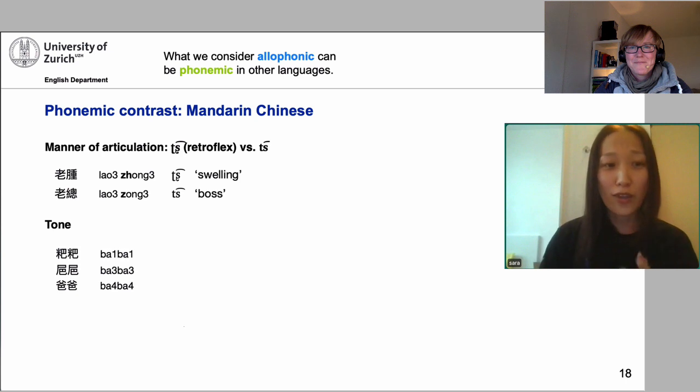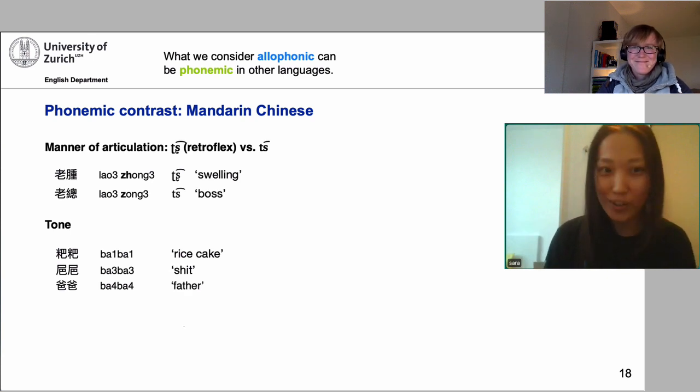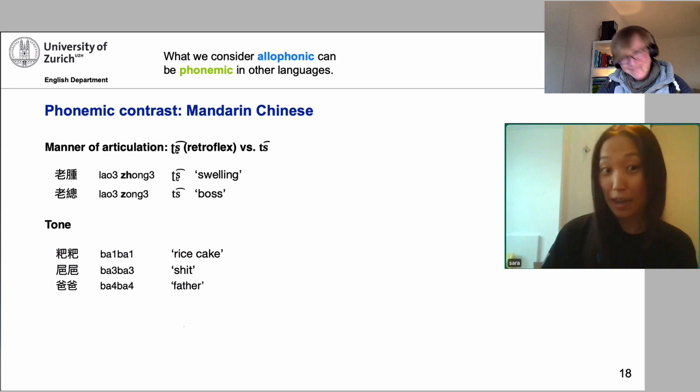Basically these three phrases mean rice cake. The first one means rice cake. The second one means shit, so the one that you leave in your toilet. And the third one means your father. And I think you don't want to mix up the second one and the third one, otherwise your father will be very angry, I guess.